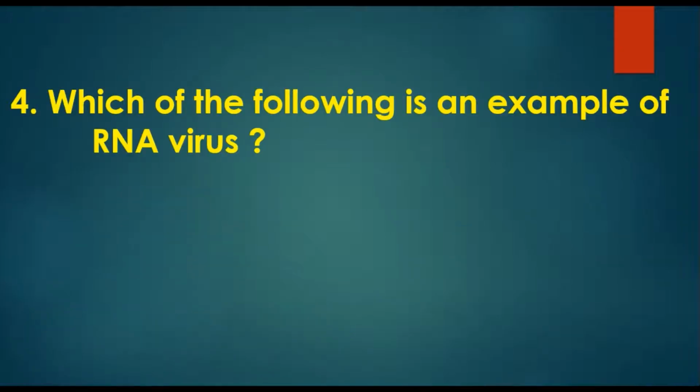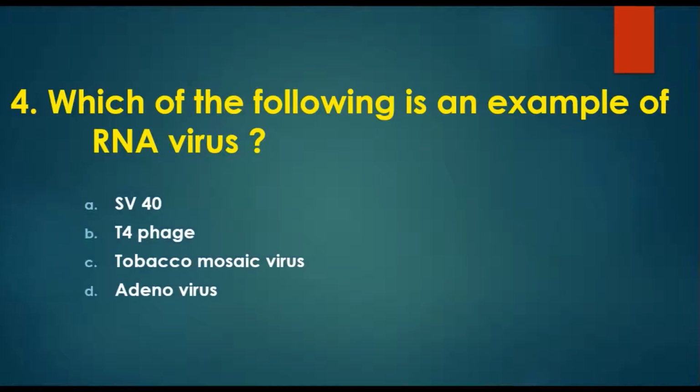Then fourth question, which of the following is an example of RNA virus? Options are SV40, T4 phage, tobacco mosaic virus, adenovirus. Out of the four types of viruses given, they are asking which one is the RNA virus. SV40, T4 phage and the adenoviruses come under the DNA viruses. So the only one left, the tobacco mosaic virus, is the right answer.